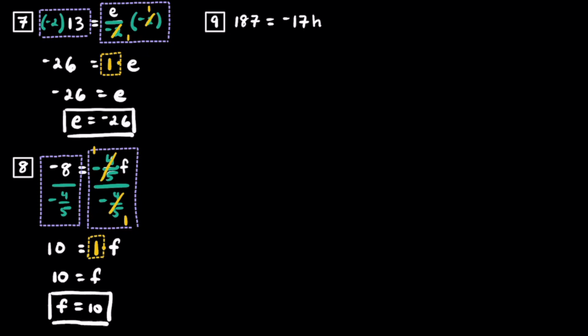For number 9, we have 187 is equal to negative 17h, or negative 17 times h. To solve for h, we're going to use the division property of equality and divide both sides by negative 17 to start. On the right side, this will work out nicely because this negative 17 over negative 17 will cancel out with each other to make 1, so we can go ahead on the right side of the equation and just write 1 times h.